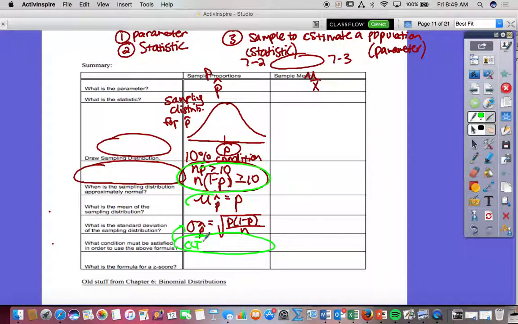You just use the capital N. Yes. So we're going to say 1/10 of my big N is greater than or equal to, I said that wrong. Little n is less than or equal to 1/10 of my population N, okay? So the little n has to be less than 1/10 of the population. The 10% condition is not on the formula sheet.